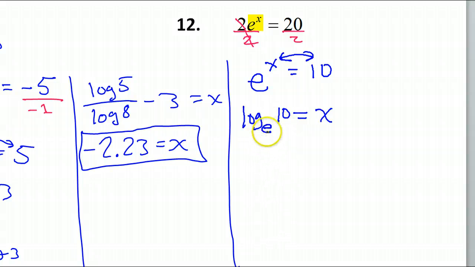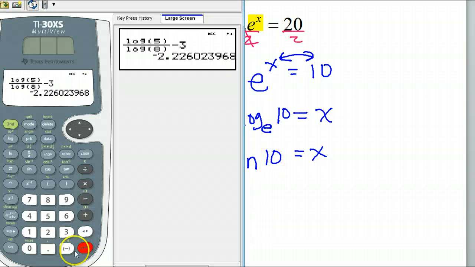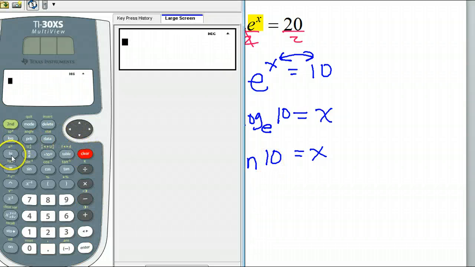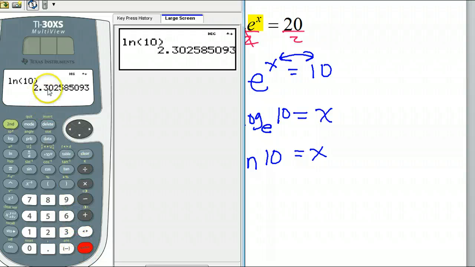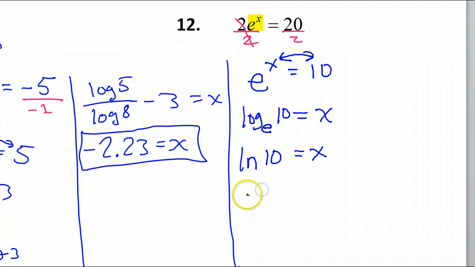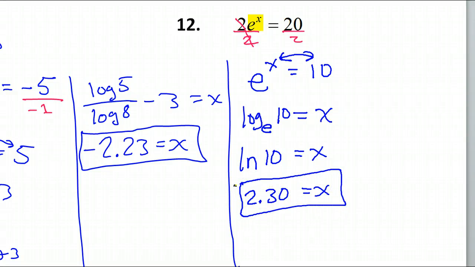Now, I don't need the change of base formula because log base e means natural log. So this is really natural log of 10, which is easy because my calculator has a natural log button. So I'll just do natural log of 10. So that's 2.30. All right, and that is how you do number 12.